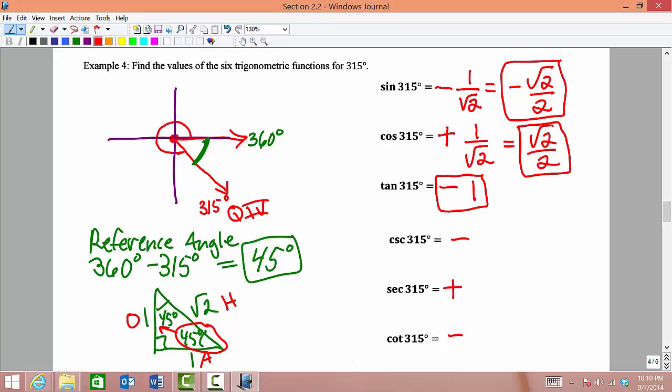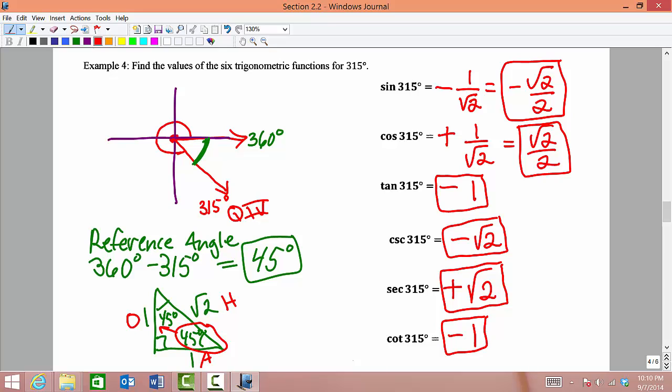Cosecant would be the reciprocal of sine, so that would be square root of 2, and it's negative square root of 2. Secant, reciprocal of cosine, so once again that would be square root of 2 divided by 1, which is just square root of 2, so we get positive square root of 2 for secant. And for cotangent, the reciprocal of minus 1 is also minus 1. So once we know sine, cosine, and tangent, we can use our reciprocal relationships to find the last three.